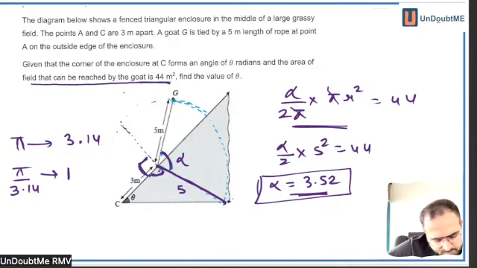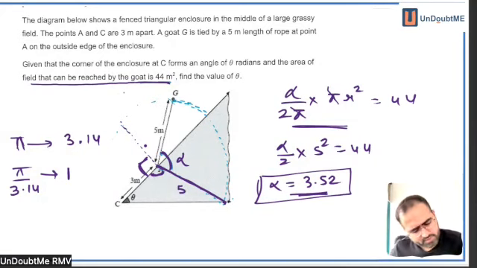That is 90. Now, as of now, my intuition is that this angle will be theta, but till the time we don't have any proof, we cannot. Now here we are feeling a bit stuck because we don't have this side. Fenced triangular enclosure in the middle of large grassy field. Point A and C are 3 meters apart. We need to just use this AC. How we can use it, that we need to think.